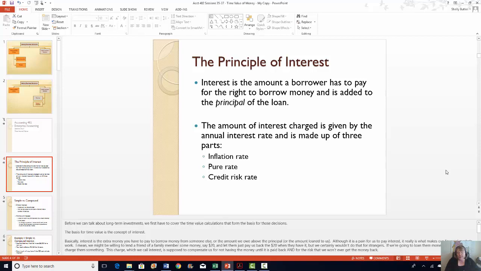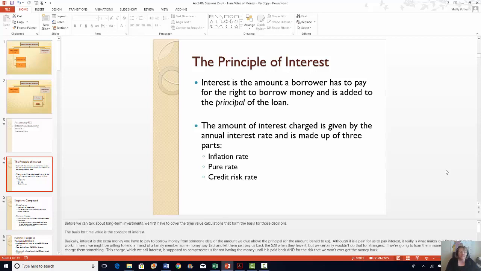But the amount of interest charged is given by the annual interest rate and is made of three parts. If you go to the bank, they want interest and it's more formal. You wouldn't go to the bank to borrow $20. Hopefully you would have some resources available to you, whether it be a roommate, a friend, or your parents. But if you need to borrow money from the bank, they're going to charge you interest, and there are three parts of the interest that go into making up the rate.